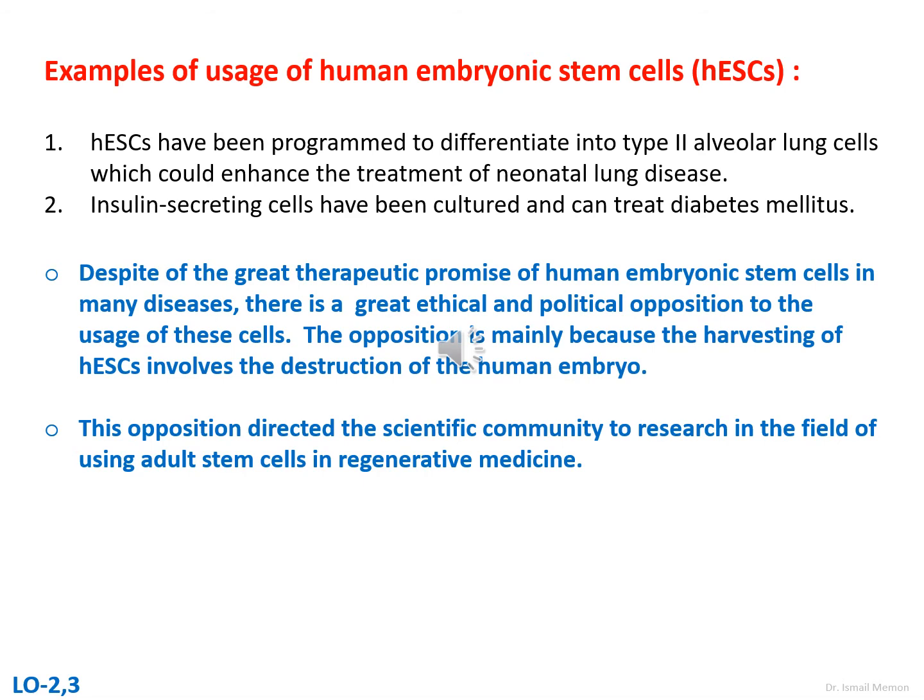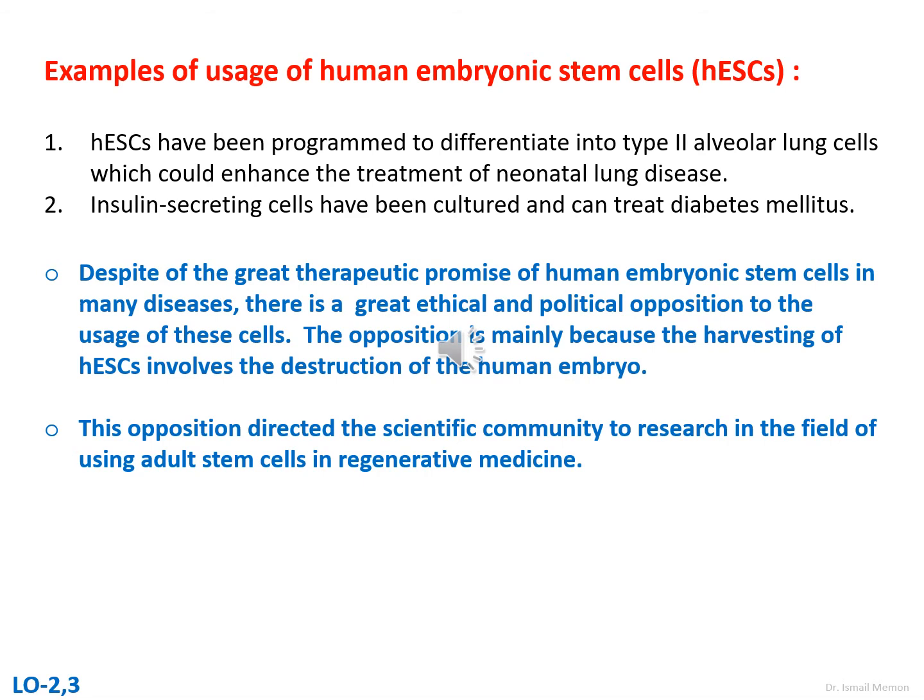So what is their use? It has been seen that they are used in type 2 alveolar lung disease. If you remember, type 2 alveolar cells are the type 2 pneumocytes that secrete surfactant. And surfactant is very important to keep the alveoli in an inflated state, right? And that prevents neonatal lung disease. So it can be used in congenital neonatal lung disease. Insulin secreting cells have been cultured and can treat diabetes mellitus.